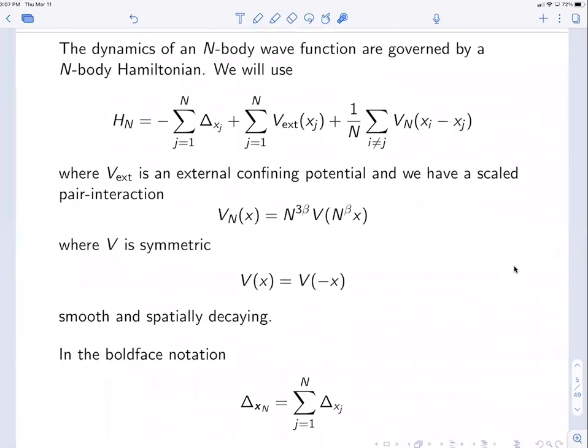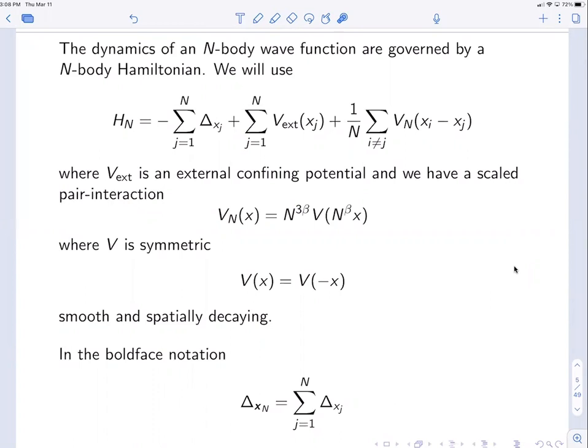The dynamics of an n-body wave function are governed by an n-body Hamiltonian. So we will use as a Hamiltonian Hn, which consists of Laplacian terms and an external potential and interaction potential components, where the external potential is a confining potential.